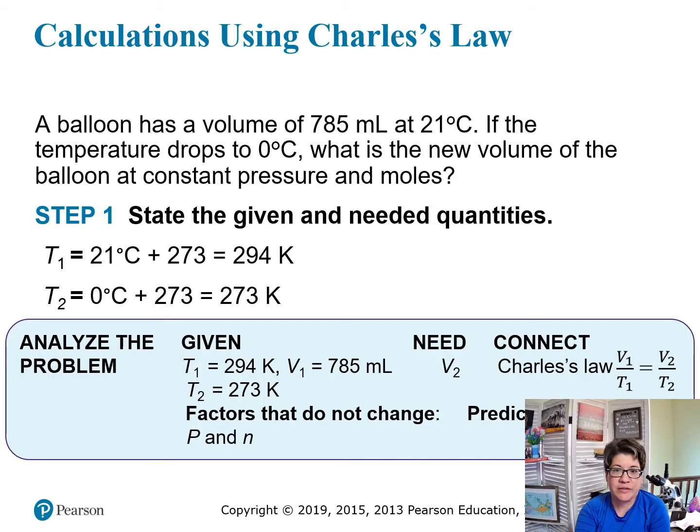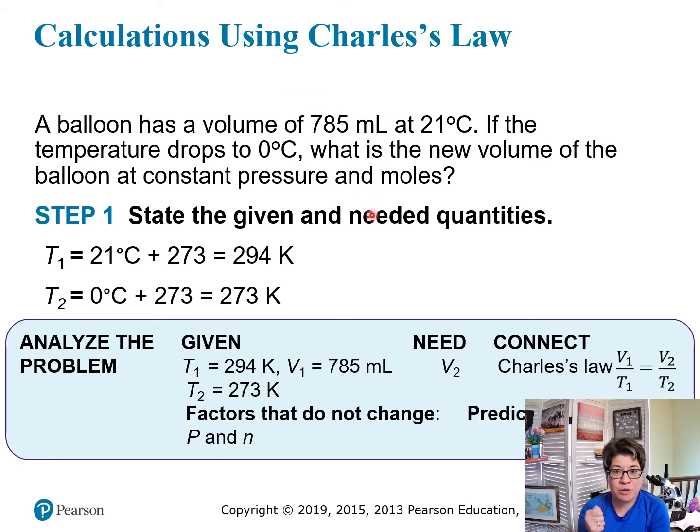Okay, let's try this example. So you have a balloon that has a volume of 785 mL, and it is at 21 C. What if you were to lower the temperature to 0 C? What would the new volume be? So the first thing that I would think about is if I'm lowering the temperature, the balloon's going to get smaller, so the volume will get smaller.